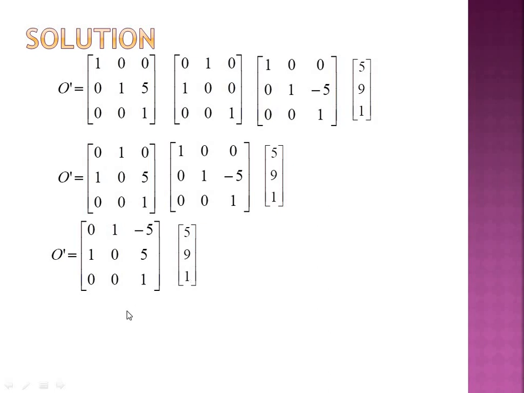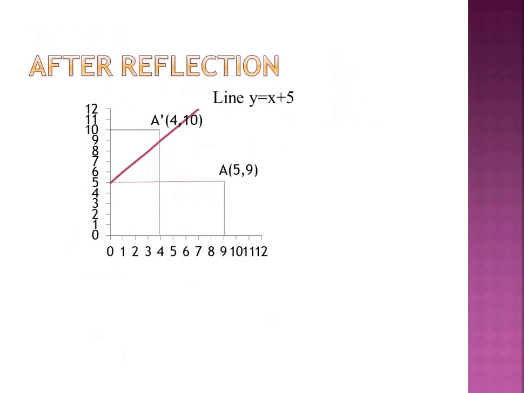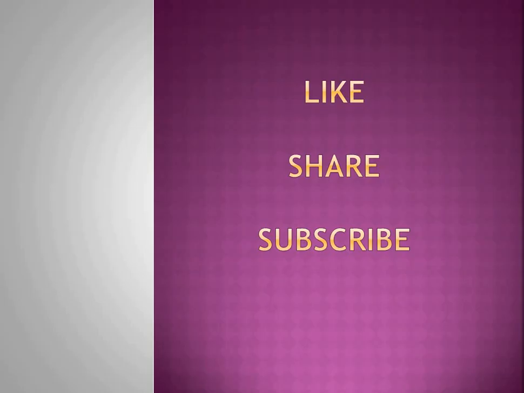Now in the next step we have multiplied these two matrices and the result is 4, 10, 1. This is the final value of A dash after reflection about the line y equal to x plus 5. So in this way we have reflected the point A (5, 9) about the line y equal to x plus 5.